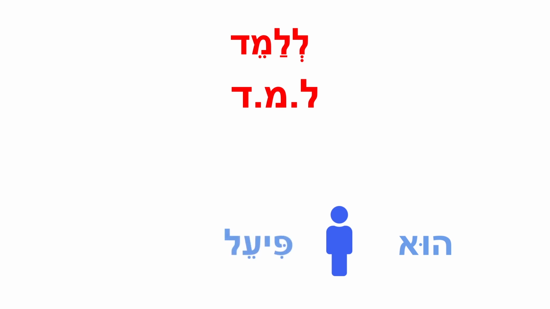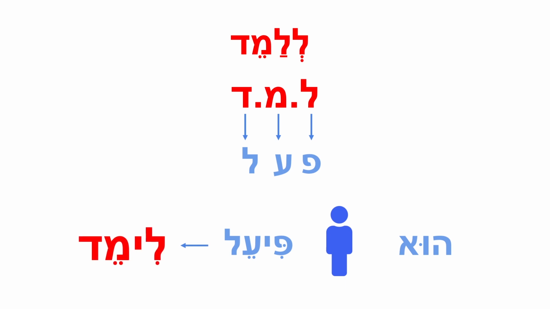So now we see the name of the binyan, PL. In order to find out what he did, we need to replace the letters of the name of the binyan, pei, ain, and lamed, with the respective root letters. So lamed will replace the pei, mem will replace the ain, and dalet will replace the lamed. Therefore, he taught will be hu limed, because it follows the sound of the binyan.